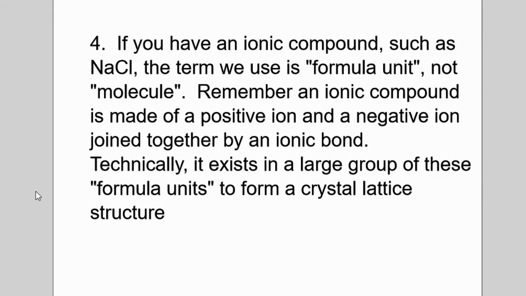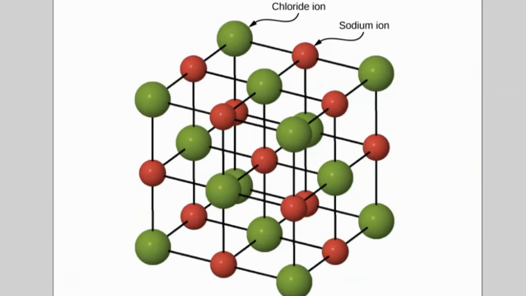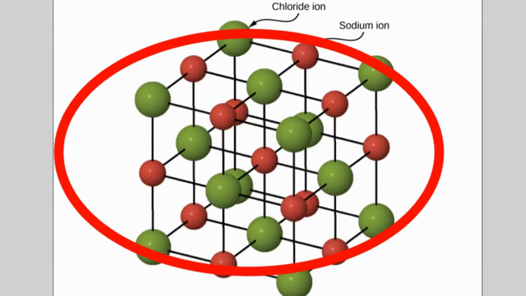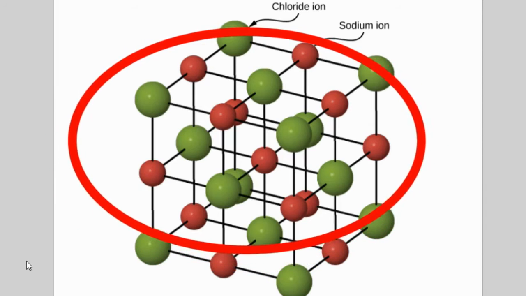Technically, there's a whole bunch of these formula units all stuck together in a crystal lattice structure that looks something like this. Here you see the chloride ion and the sodium ion, and these two would be a formula unit. And there's all these other formula units that are joined together, and they make this crystal lattice structure, which looks like a cube in this picture.